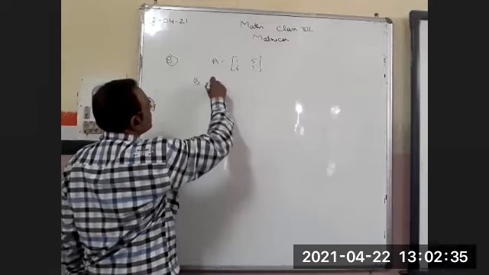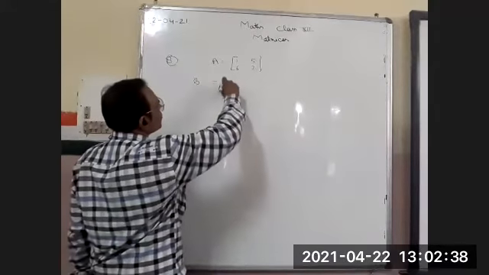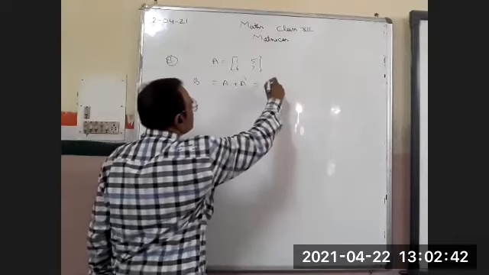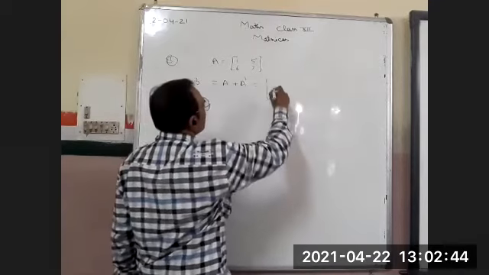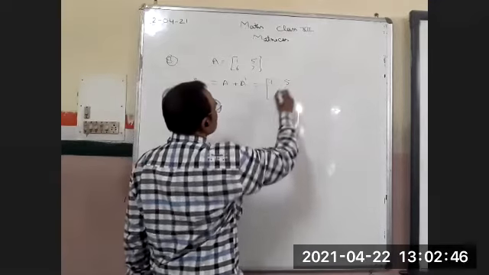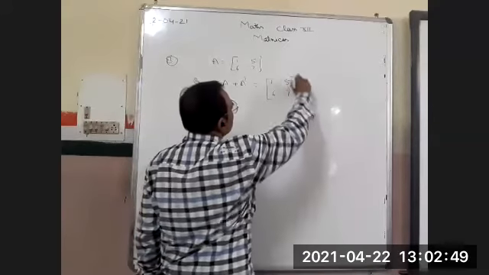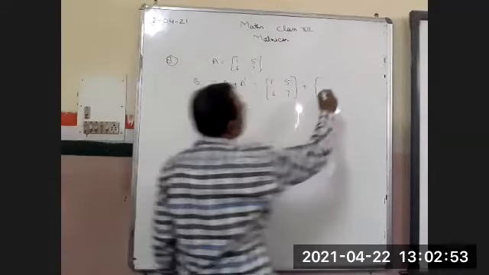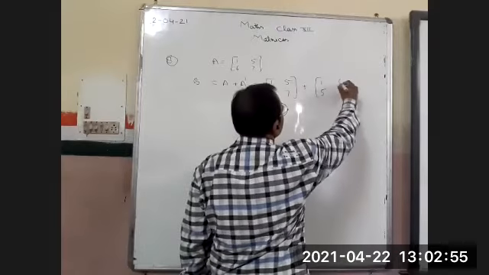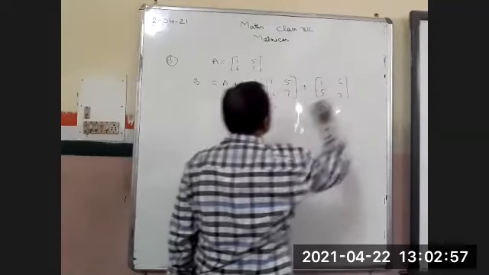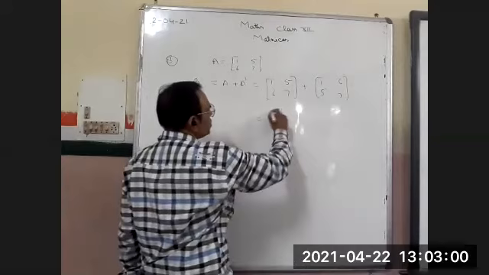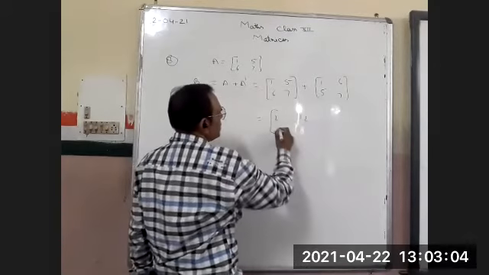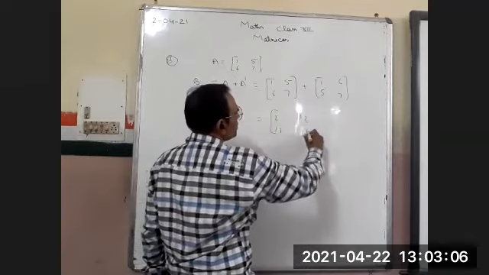B is a matrix which is equal to A plus transpose of A. It means we are taking [1 5; 6 7] and transpose of A. Transpose of A will be [1 6; 5 7]. Now you just add both the matrices. You will get [2 11; 11 14].